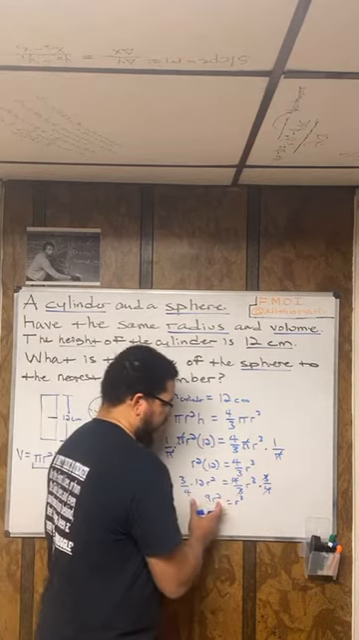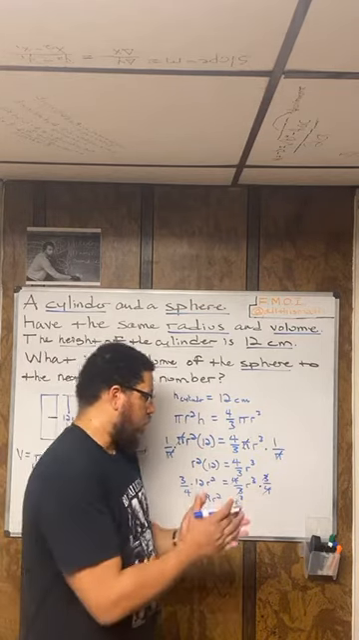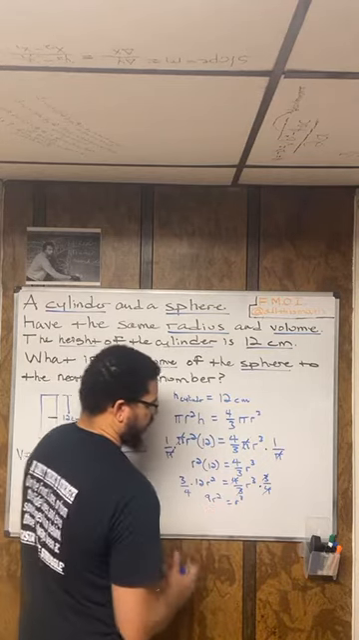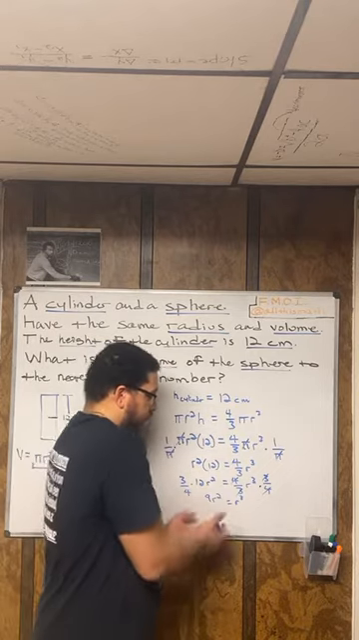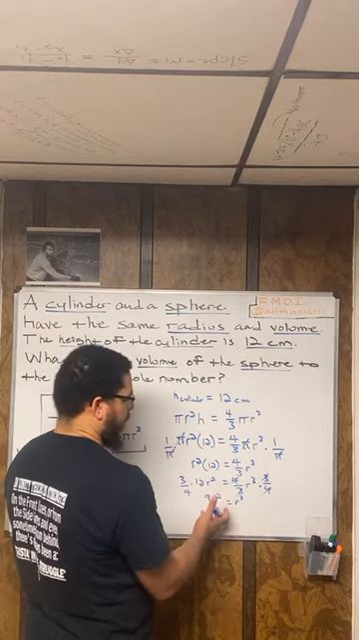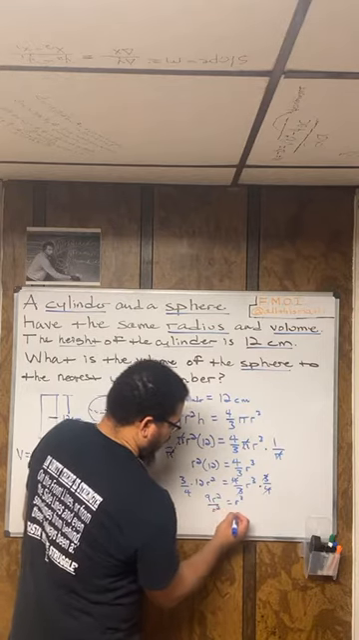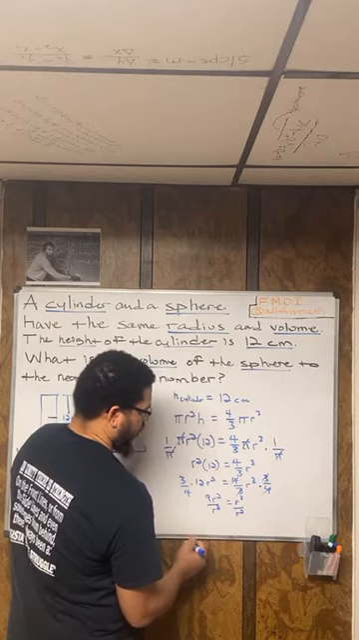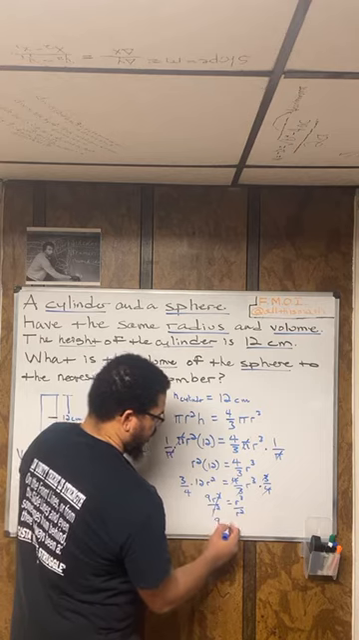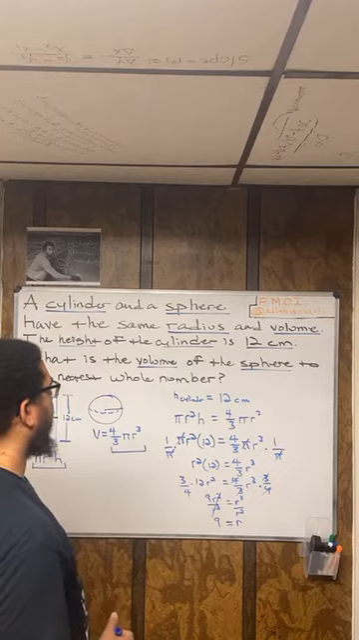Now, I have an r squared on the left and an r to the third on the right. I need to combine those r's, right? And have all those r's on the same side. In order to get rid of this r squared over here, I want to do the opposite operation. The opposite of multiplying by r squared would be dividing by r squared. So I divide by r squared on the left side, and I divide by r squared on the right side. So now what I'm left with is 9 is equal to r. So my radius is 9, right?